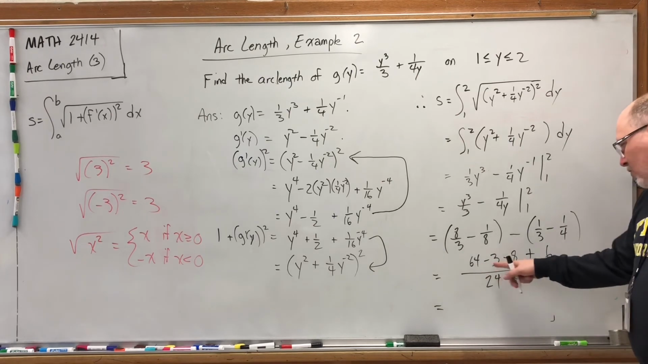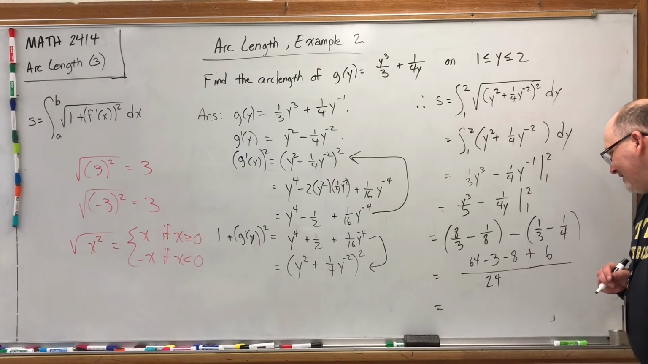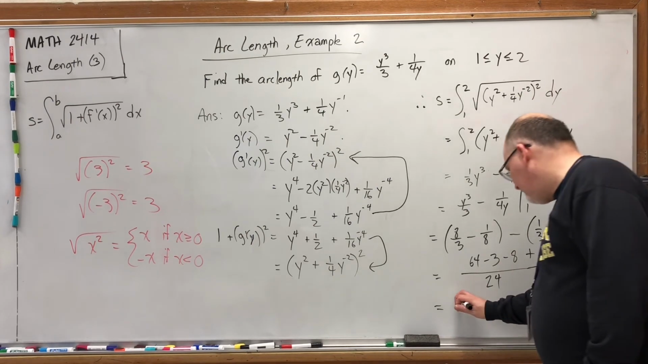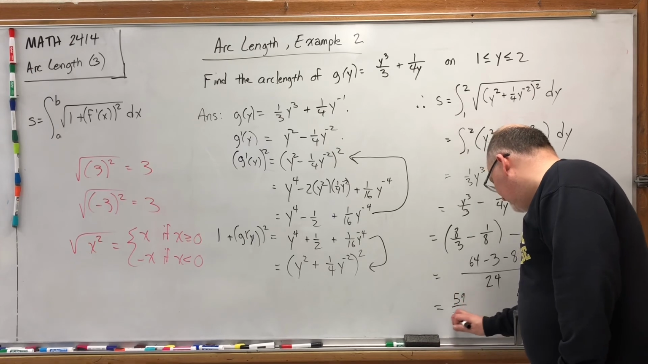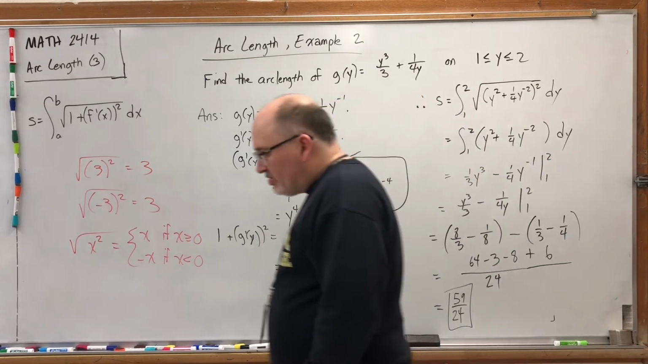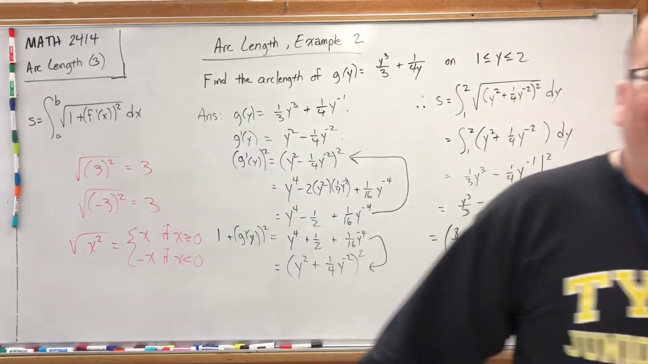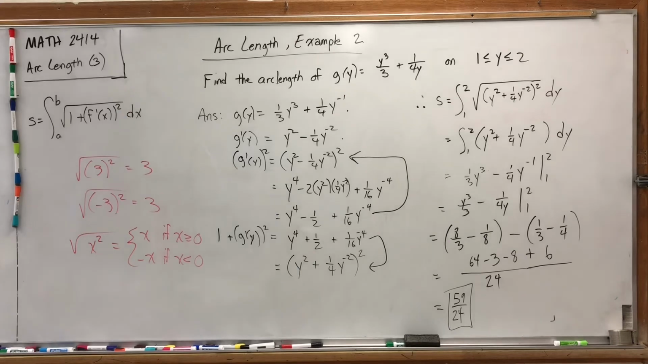Let's see, 64 minus 3 is 61. Minus 8 is 53. Plus 6 is 59. The arc length is 59/24. So as you can tell, these arc length problems get a little bit ugly because we have to go through a lot to set up the integrand. But the answer on this one wasn't too bad, not compared to the previous example.